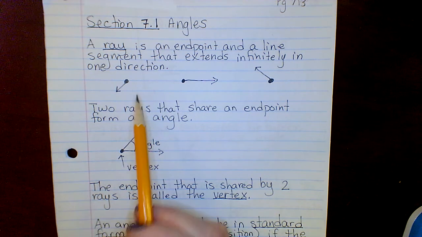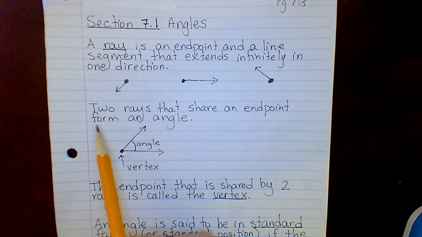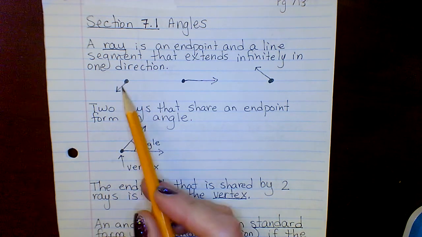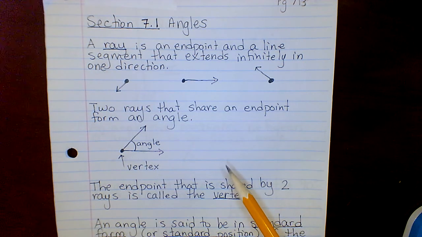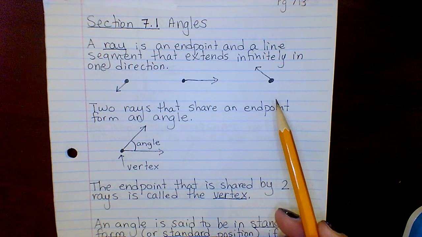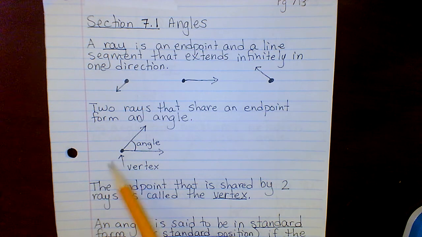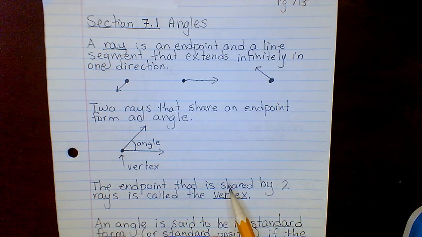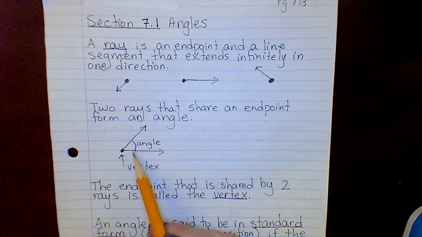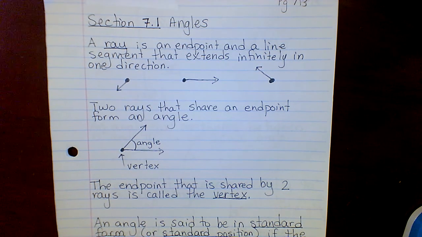A ray is basically just an endpoint and a line segment that extends infinitely in one direction. So that's a ray, that's a ray, that's a ray. Now if you put two rays together and they share that endpoint, they form an angle, right? So you can see there's one ray here, one ray here. They share that endpoint. That's called the vertex of the angle. And then this opening right here is our angle.